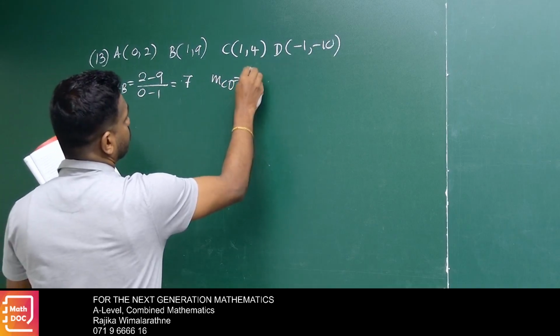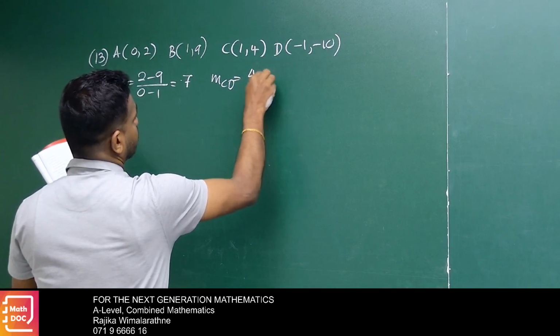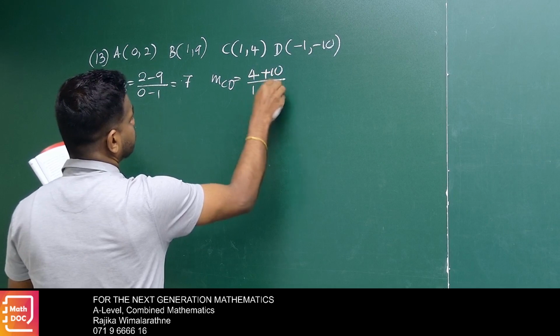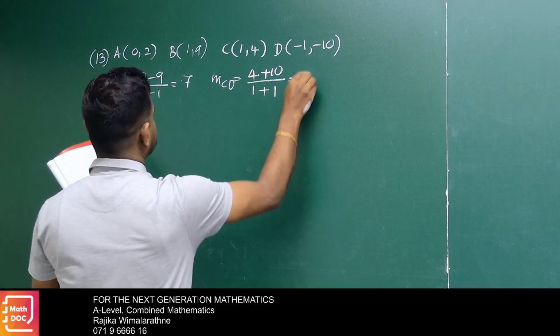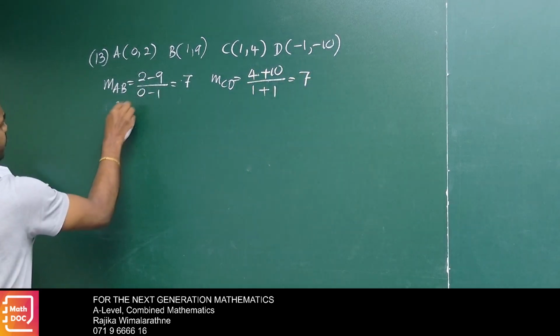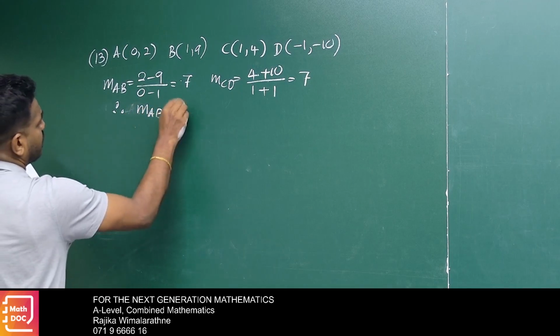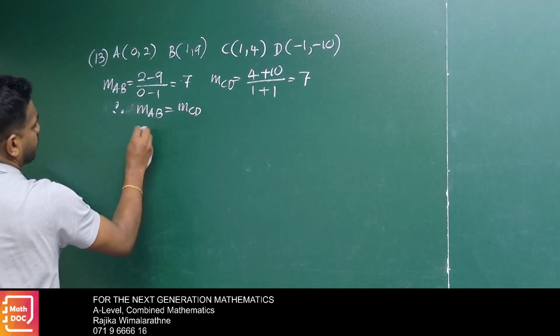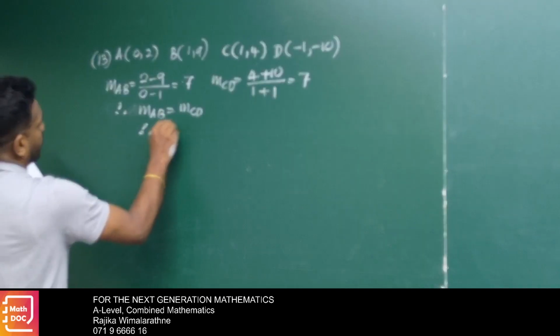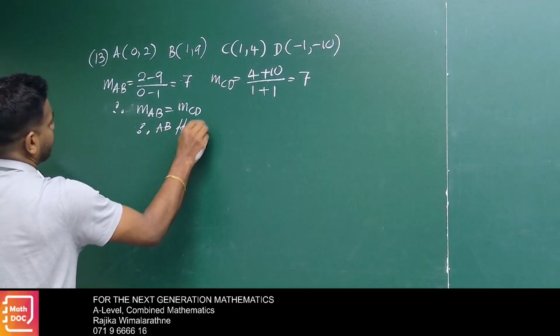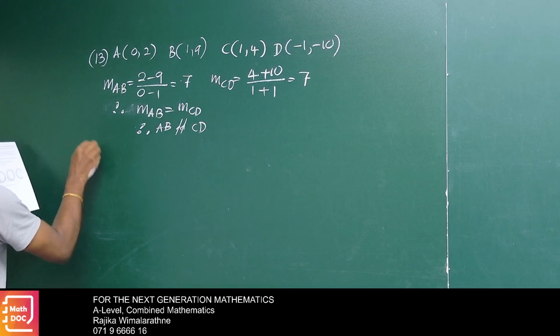CD: 4 plus 10 over 1 plus 1, 14 over 2, which is 7. Therefore we say MAB equals MCD, so AB is parallel to CD. Continue.